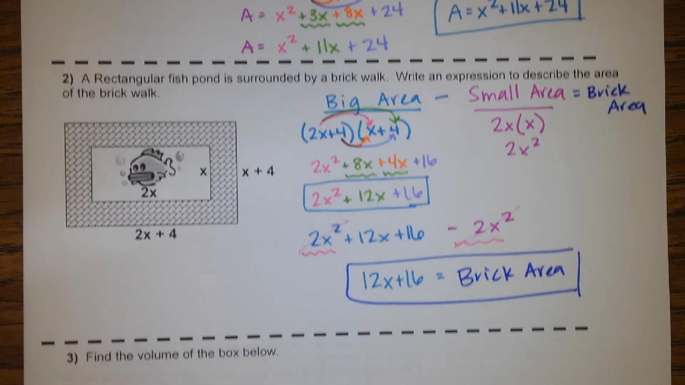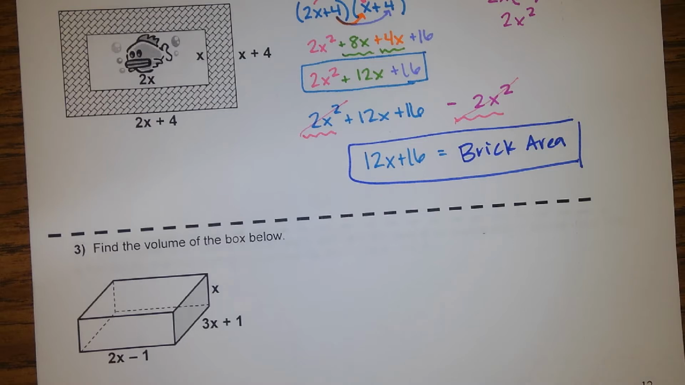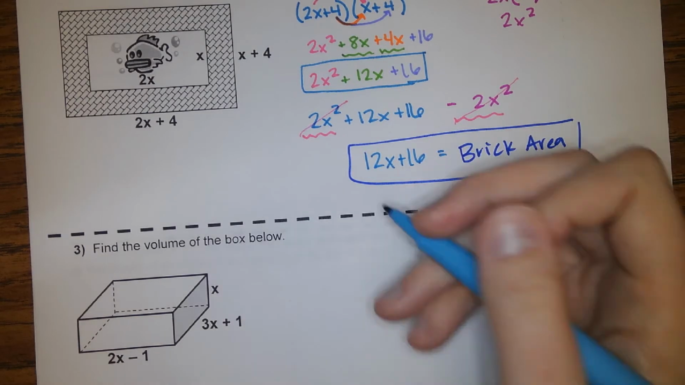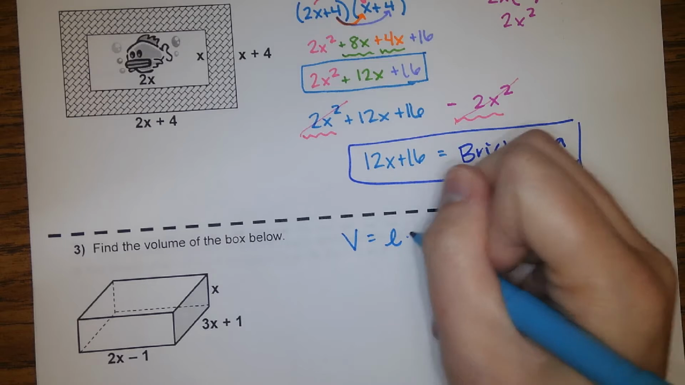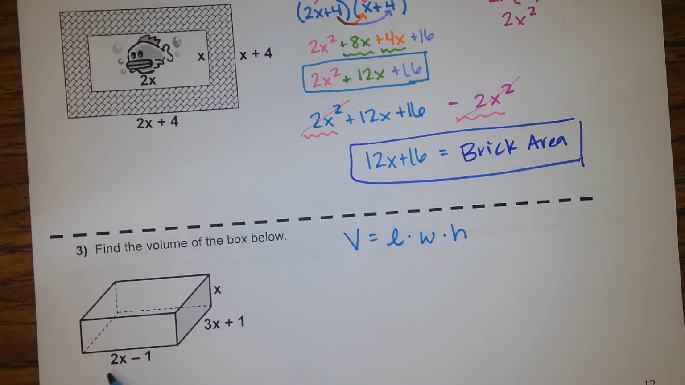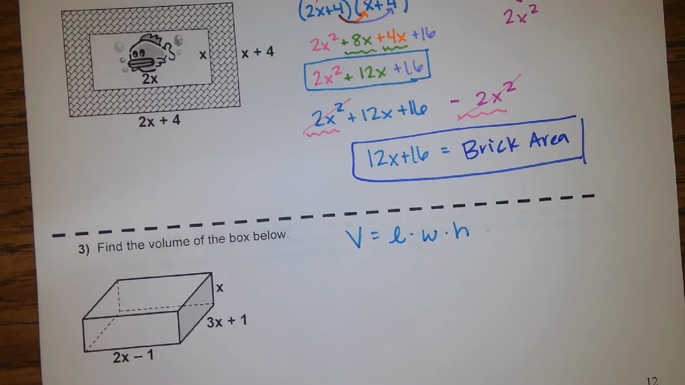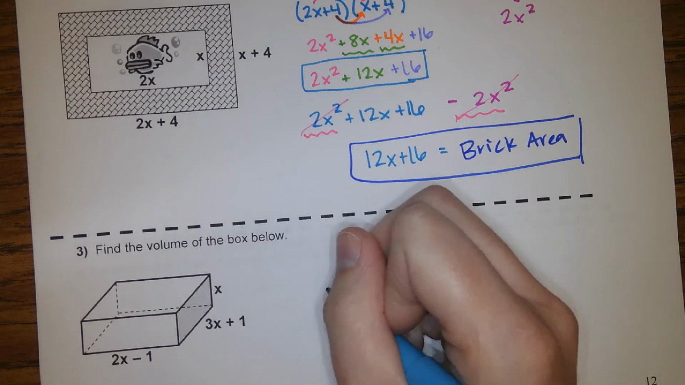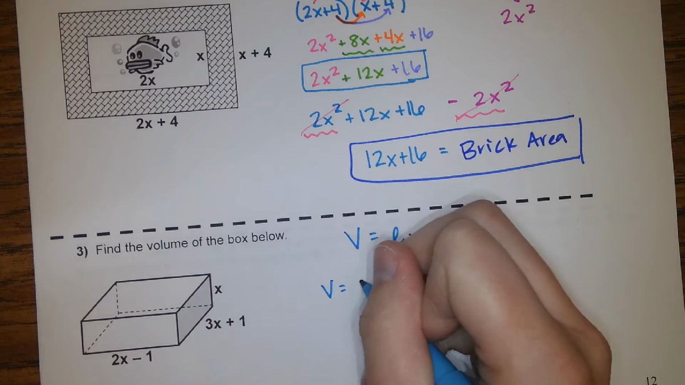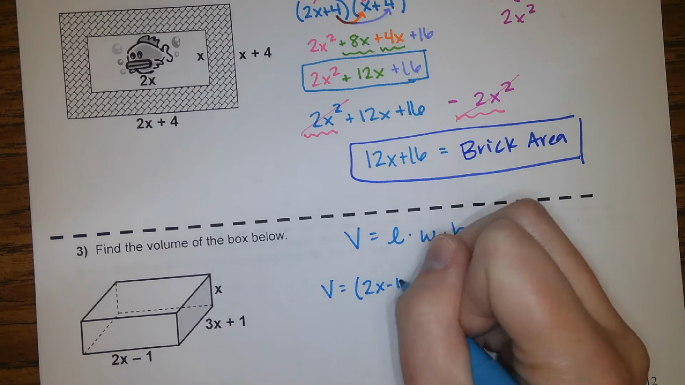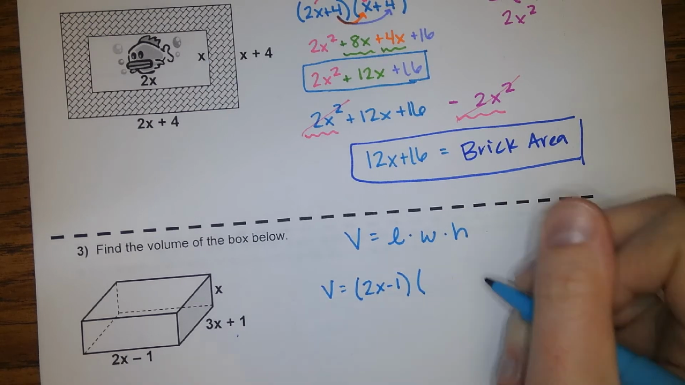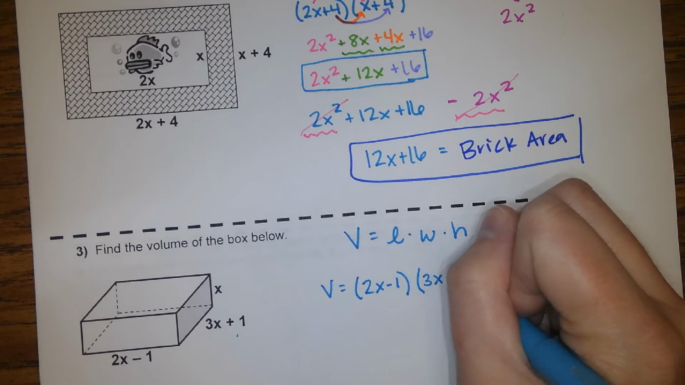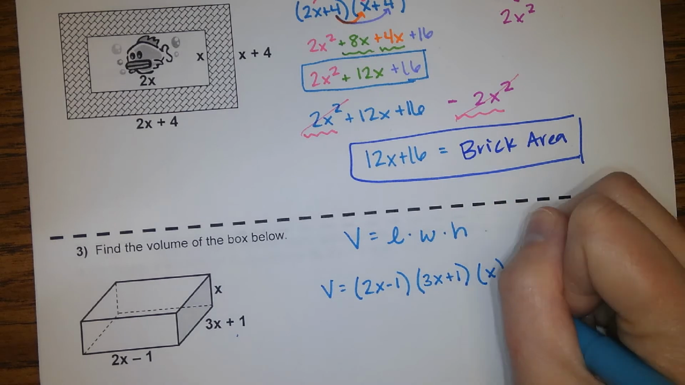All right, so now let's take a look at volume. Okay, so let's remember our formula for volume. Volume is equal to length times width times height. So we have a length, we have a width, and we have a height. So now we are going to be multiplying 3 of these, which is wonderful. So how we are going to write this is, let's see here. We have V is equal to our length, which I would say is 2x minus 1, times our width, which I would say is 3x plus 1, times our height, which is just x.